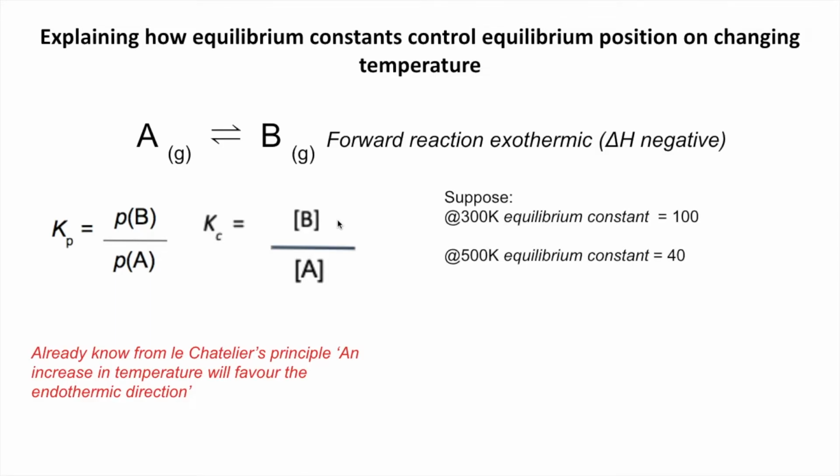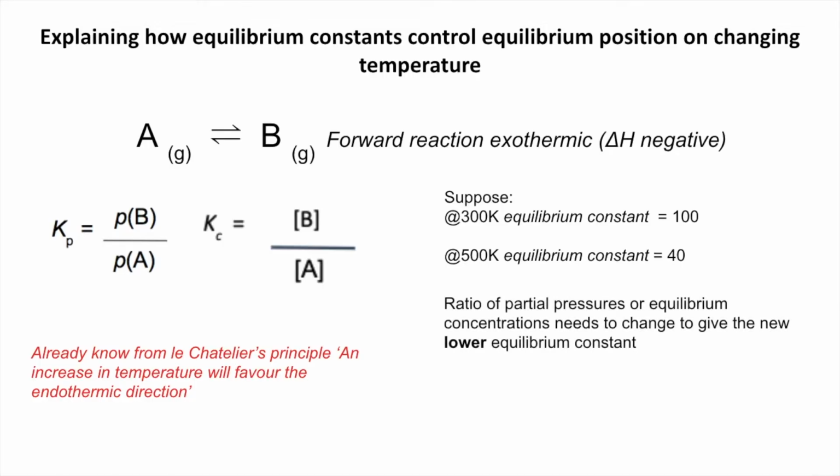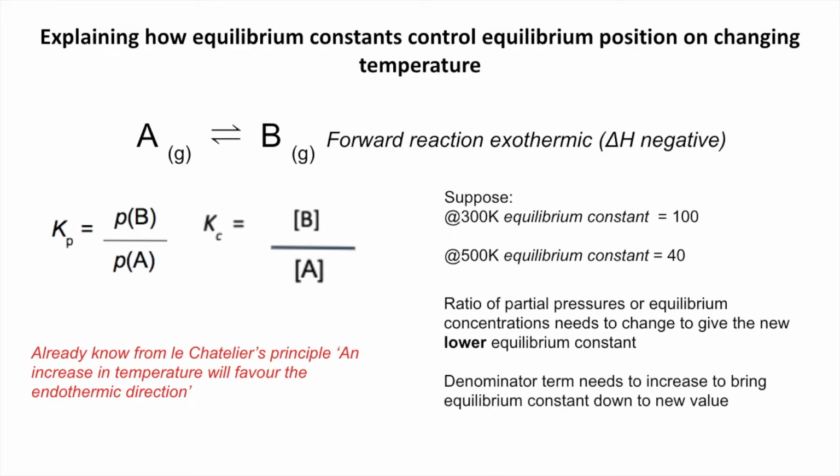So let's suppose at 300 Kelvin the equilibrium constant was 100, and at 500 it's lower. Remember, it drops when you increase the temperature. So how do you explain it? The ratio of partial pressures or the equilibrium concentrations need to change to give the new lower equilibrium constant. So how's it going to do that? Well, the denominator term needs to increase. So this term needs to increase to bring the equilibrium constant down to the new value. And so therefore, how does it do that? It moves to the left.